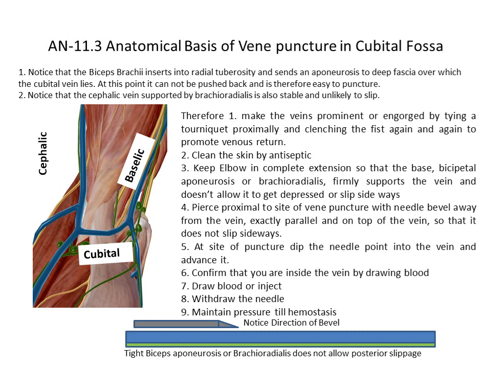4. Pierce proximal to the site of the venipuncture with the needle bevel away from the vein, go exactly parallel and on top of the vein so that it does not slip sideways. At the site of the puncture, dip the needle point into the vein and advance it. Confirm that you are inside the vein by drawing blood. So notice the direction of the bevel, and see that the green line represents a tight bicipital aponeurosis and brachioradialis, which does not allow posterior slippage of the vein.